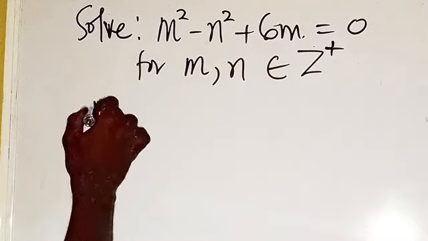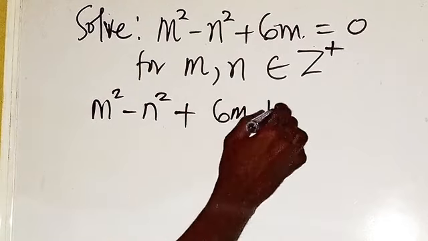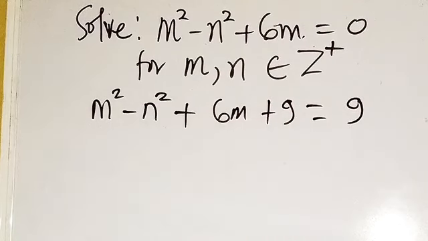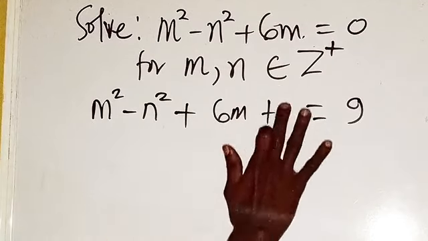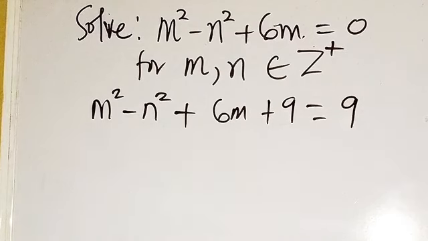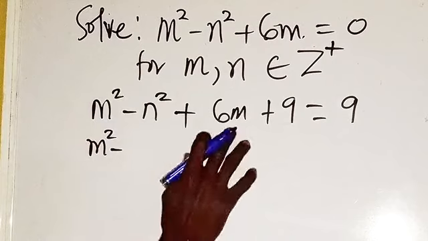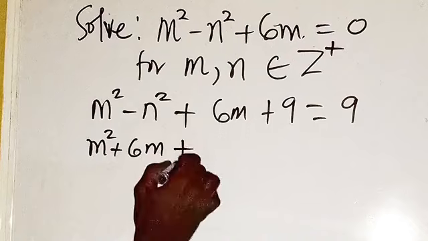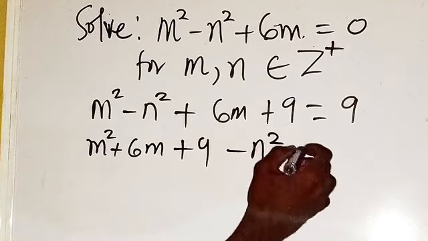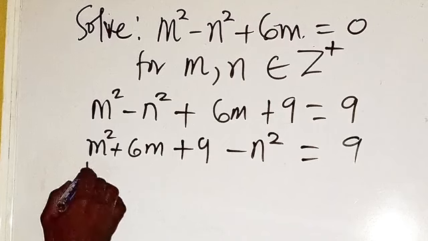So now what you are going to do: m squared minus n squared plus 6m. Now I can add 9 to both sides of the equation, so I didn't change anything. I'm just trying to beautify the equation more. So from here I'm going to rewrite this: I'm going to have m squared plus 6m plus 9. I will take this n squared to the back and I have 9 here.